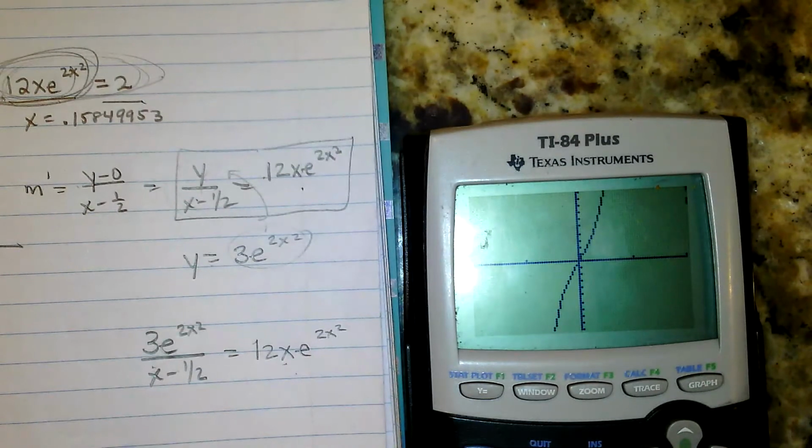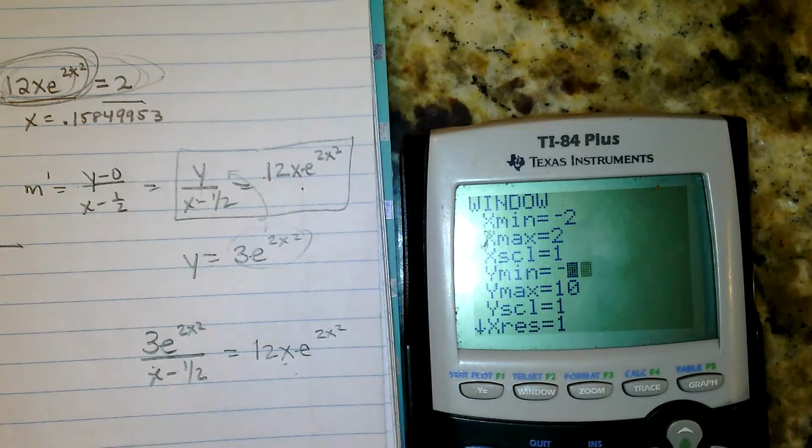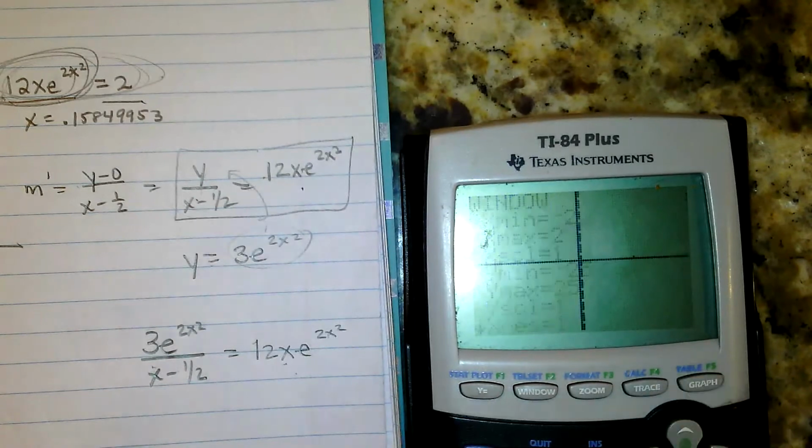Here's 12x e to the 2x squared, and here comes the other one. Okay, so I guess they are only intersecting once. Maybe I can look just to be sure that nothing's happening a little bit higher or a little bit lower. I'm going to open it up just a touch here. 12x e to the 2x squared, and then my other crazy side. Okay, so the point of intersection is going to be your answer.